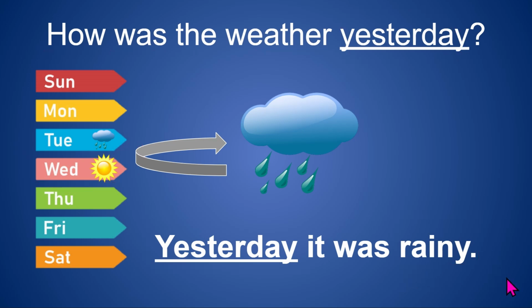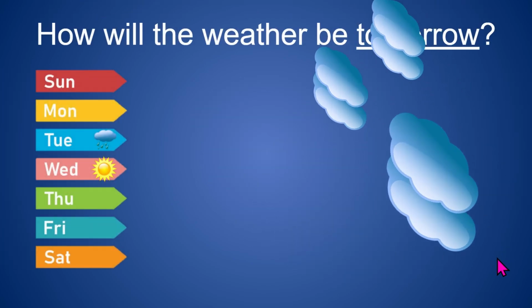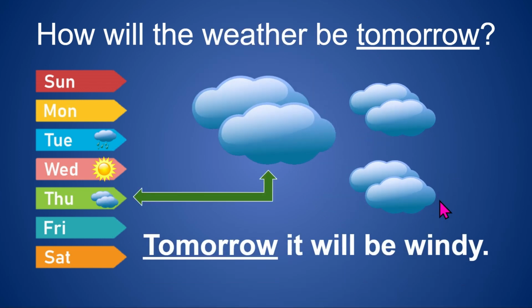Now let's take a look at the third and final conversation sentence. You ready? This one's a little difficult because now we're talking about tomorrow. Let's have a look here first. If today is Wednesday and yesterday was Tuesday, that means tomorrow is what day? Thursday. Good job.